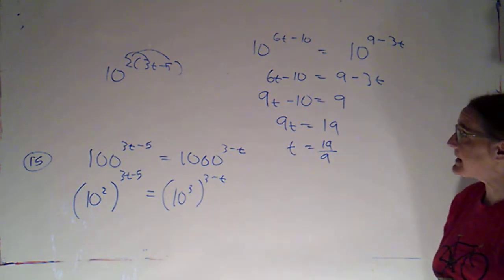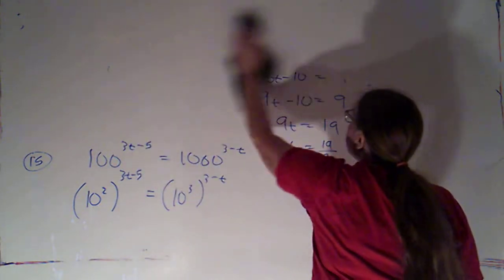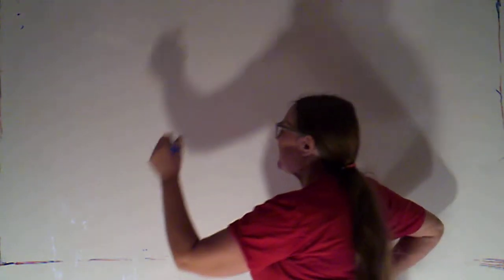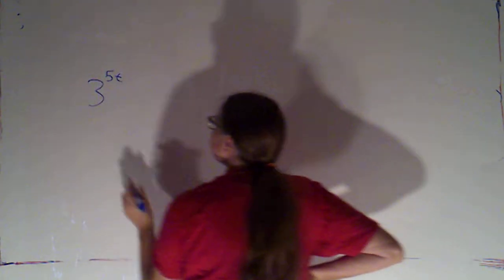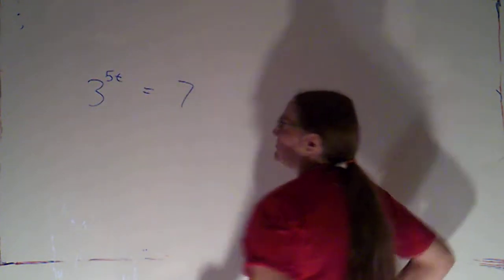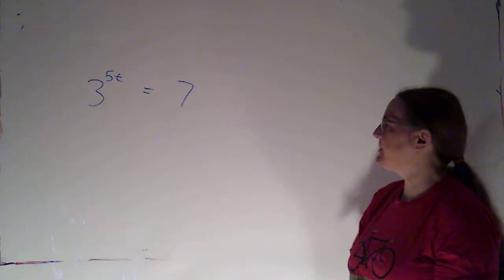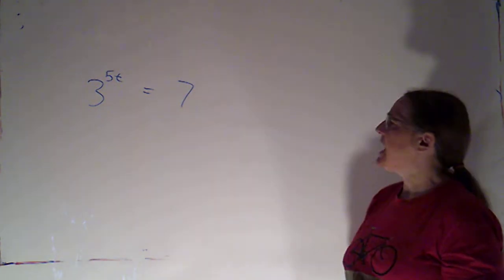All right, excellent. Now, the problems we've done so far, we've been able to rewrite both sides with a common base. We've had to rewrite one or both sides, but we've been able to do that. Now, let's suppose I had 3 to the 5t equals 7. So the right-hand side, I didn't even write that as an exponential expression, but I could think of that as 7 to the first.